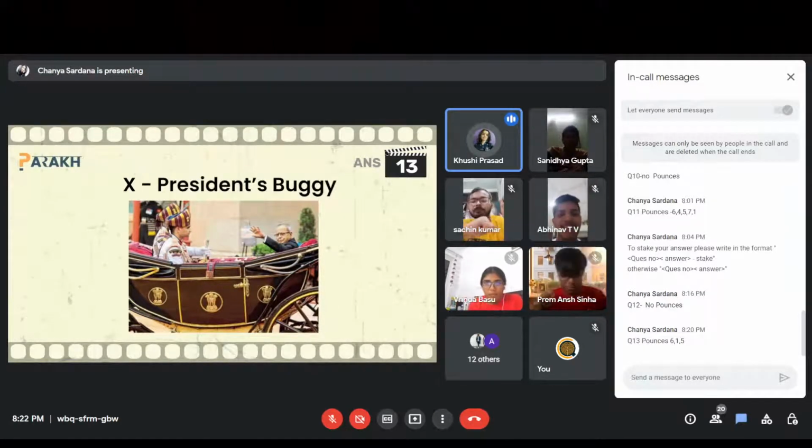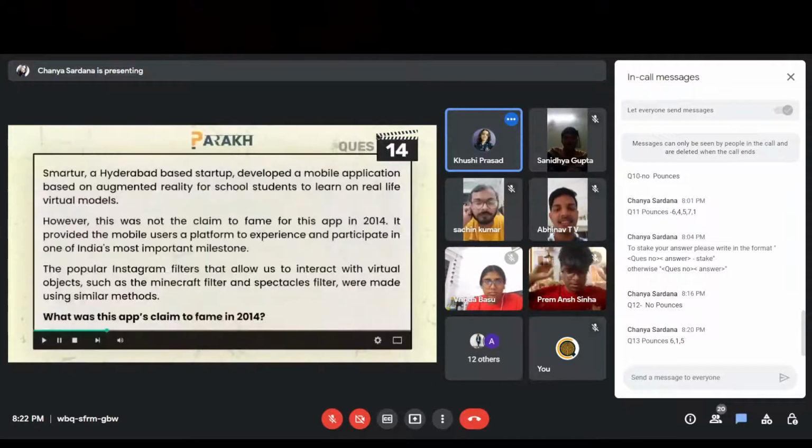So on to the next question, direct for team 2 again. Smarter, a Hyderabad-based startup, developed a mobile application based on augmented reality for school students to learn on real-life virtual models. However, this was not the claim to fame for this app in 2014. It provided the mobile users a platform to experience and participate in one of India's most important milestones. The popular Instagram filters that allow us to interact with virtual objects such as Minecraft filter and Spectacles filter were made using similar methods. What was this app's claim to fame in 2014? So this is direct for team 2 and the pounce windows are open.